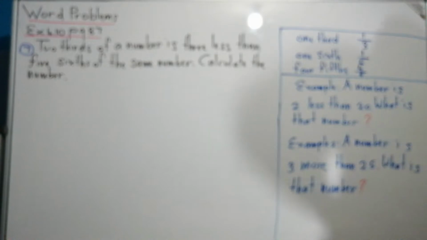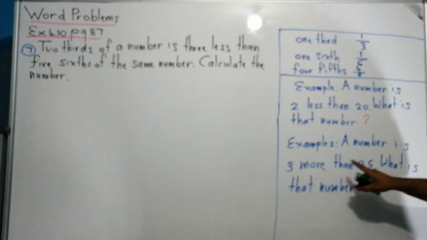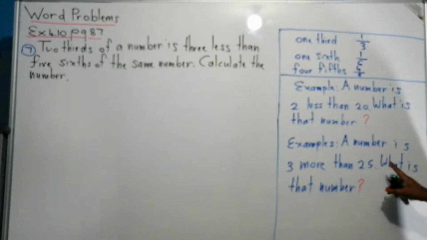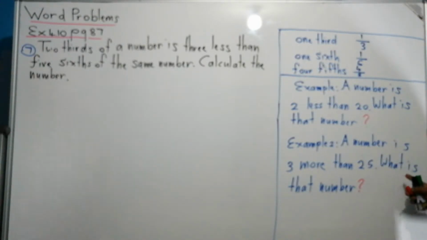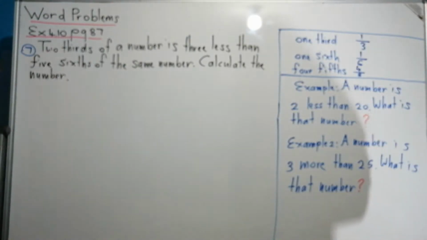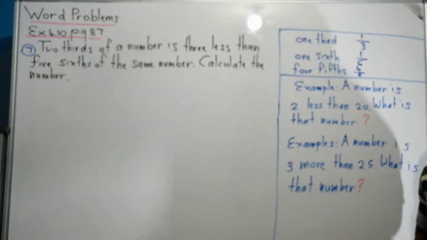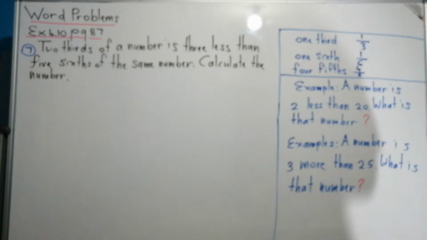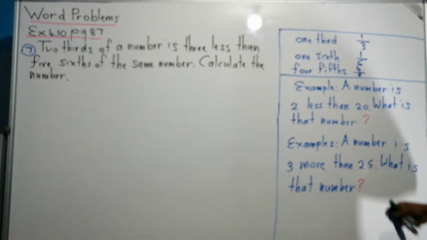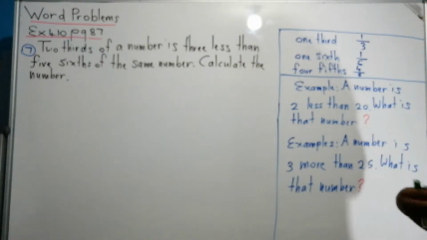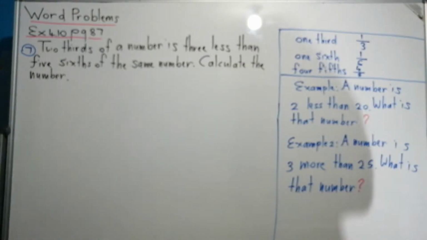Then, example number 2. A number is 3 more than 25. What is that number? A number is 3 greater than 25, so obviously that number will be 28. That's mental maths. You're working it out without using any variables. But now, we need to understand how we assign a variable and form an equation.